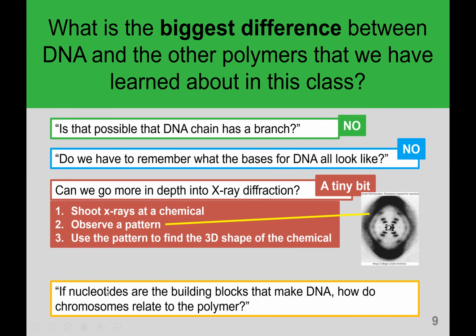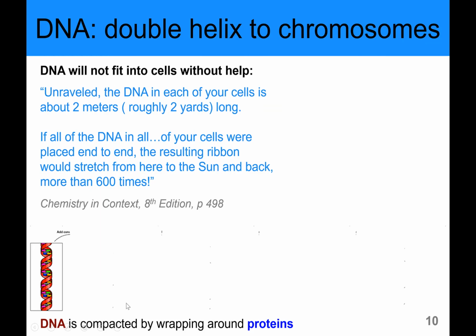All right, and the last thing somebody asked was, if nucleotides are the building blocks that make DNA, right? We said these are like the monomers in DNA. How do chromosomes relate to the polymer? Because you guys have probably heard that DNA in your cells is packed into these little pieces called chromosomes, right? So let's look at that on the next slide. That was a really good question.